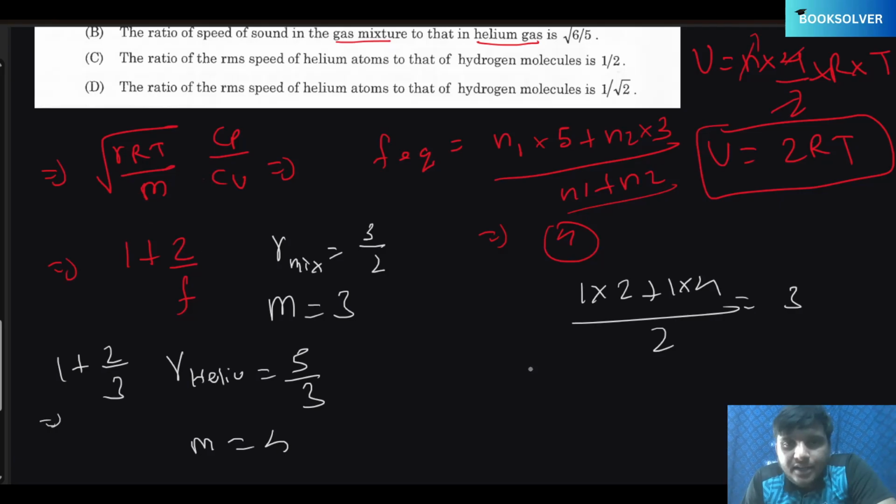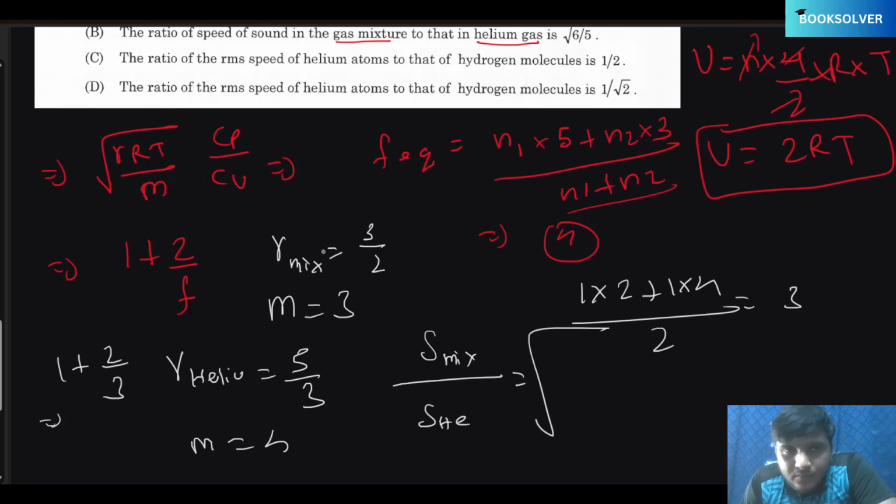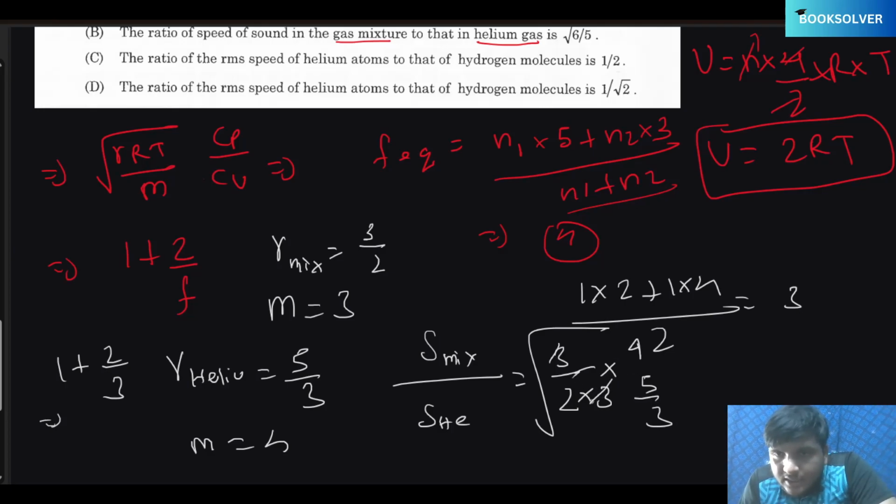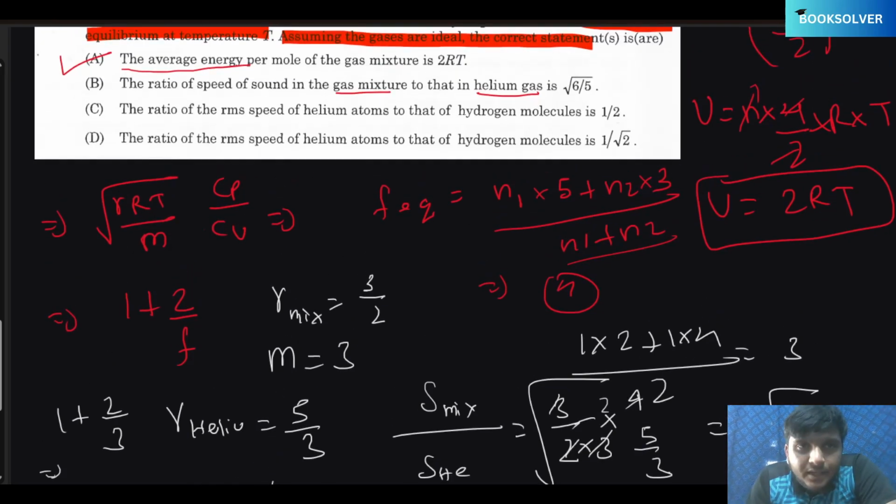So basically we have to take the ratio of the speed in the mixture to the speed in helium, which will be equal to the square root of the ratio of gamma by M. So 3 by 2 into 3, and in the denominator 5 by 3 multiplied by 4. The 3 gets cancelled by the 3, and the other 3 goes above. So it is coming as root under 6 by 5, which matches our option B. So option B is correct here.